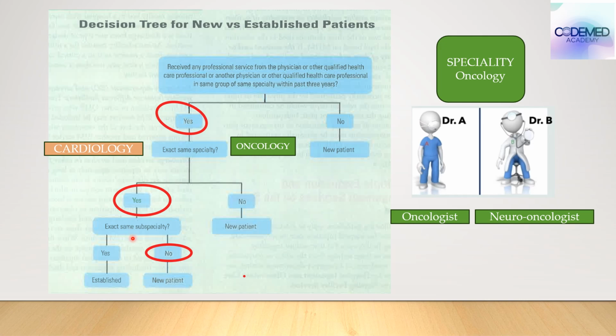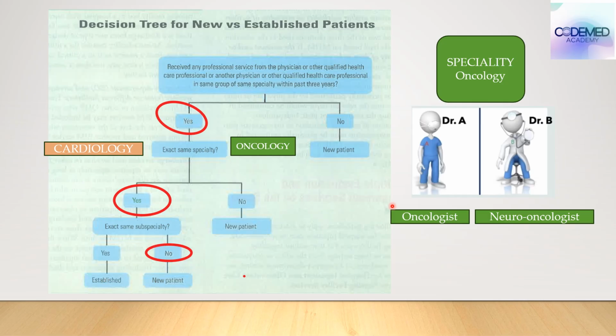But now we are going into the deeper: exact same subspecialty. Now what is that? For that I want you to understand. Let's say Dr. A and Dr. B are two doctors who are working in the oncology department. Dr. A is an oncologist, basically a cancer specialist. But Dr. B has done a super specialization. He is treating only nervous tissue cancer, that is, he is a neuro-oncologist. So this is a super specialization. Now let us come here: exact same specialty, subspecialty? Yes, then he is an established patient.